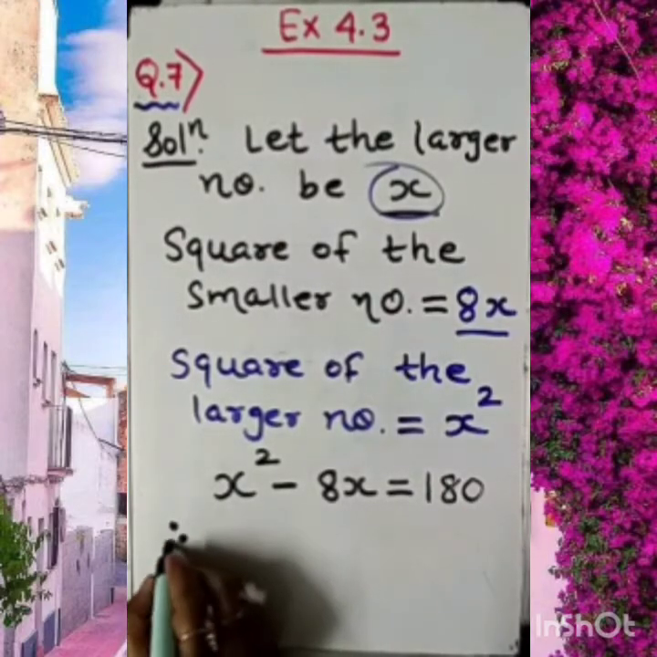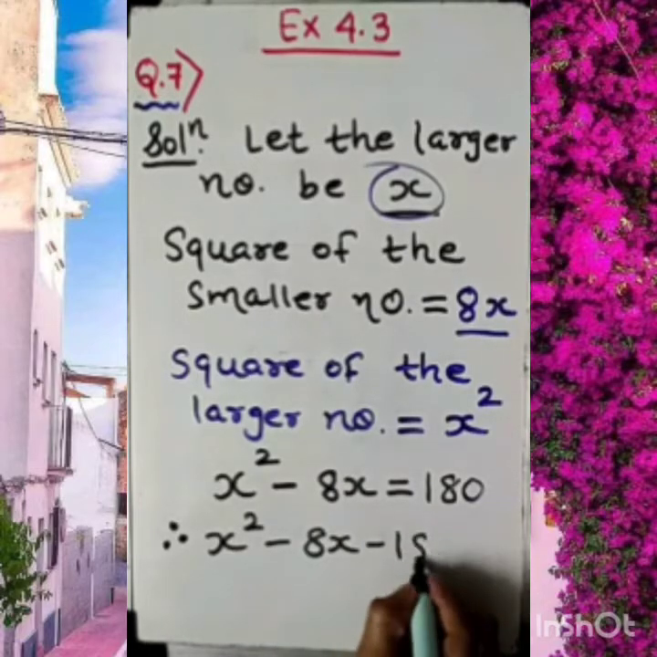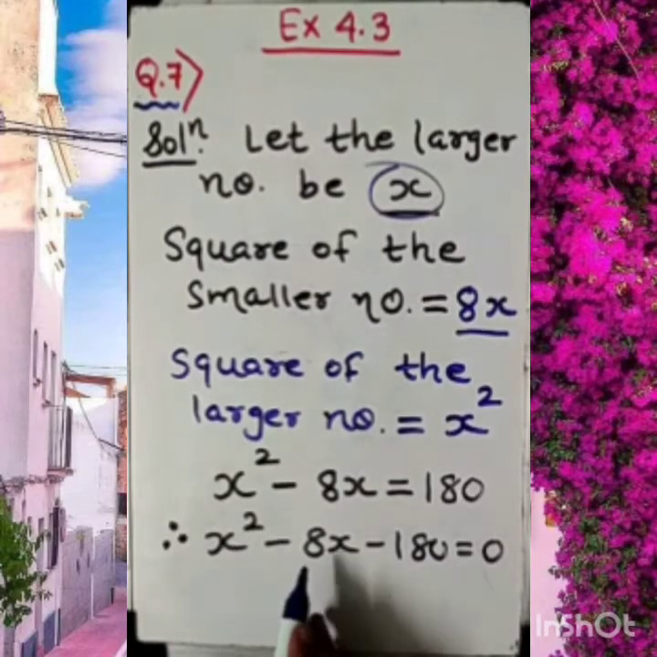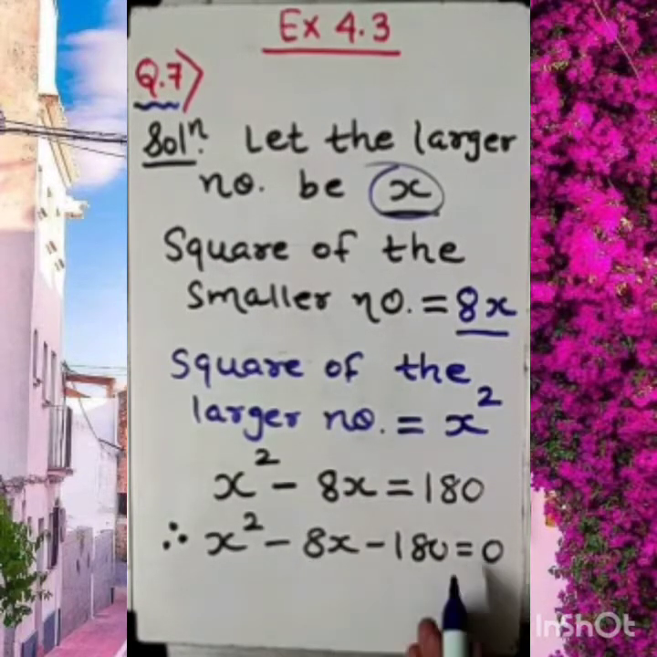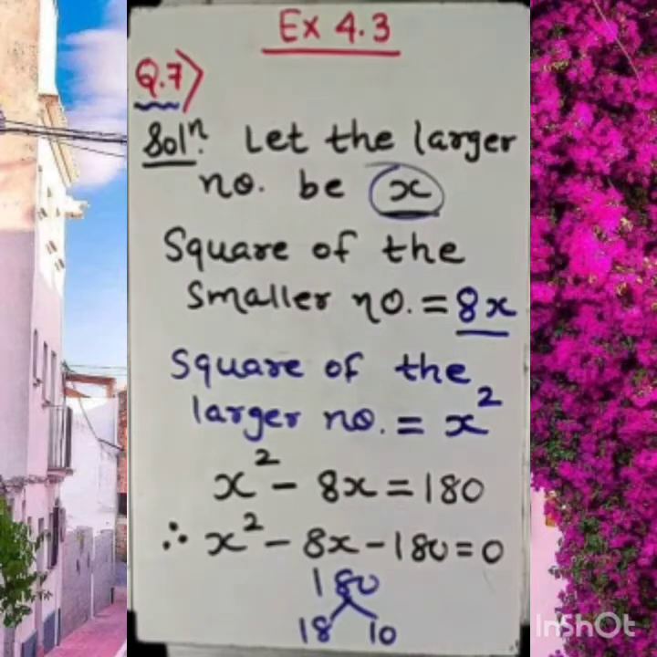So this is our equation. Now it's easy to solve. Let me bring this 180 to the left side, so it will be minus 180 equal to 0. Now we want factors of 180 such that their difference is 8. We know 180 has 18 into 10. Agree? By splitting the middle term, the bigger number's sign will be minus and the other will be plus.